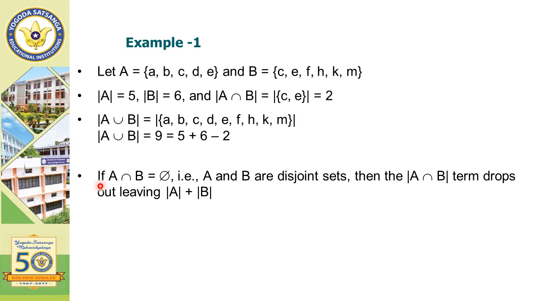As I said earlier, if the two sets are disjoint, then A intersection B will have the value 0. The cardinality of A intersection B will be 0. Hence, by the addition principle, the total number of elements in A union B will be the cardinality of A plus the cardinality of B.